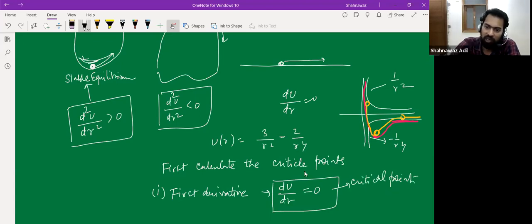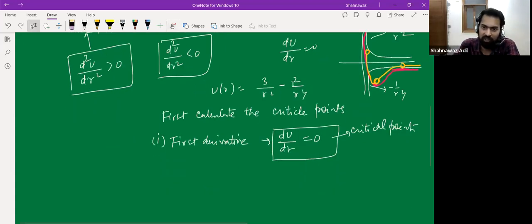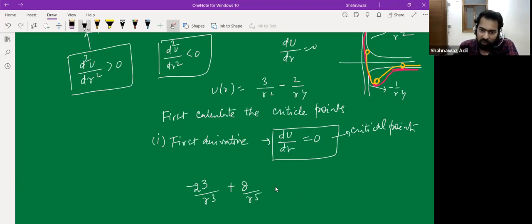So let's say this is the U(r), and you take the first derivative of this U(r). So this will become what? 3 minus 2 and R cube, and this is plus how much? So 8 and R5. So this is 0. So we have what?